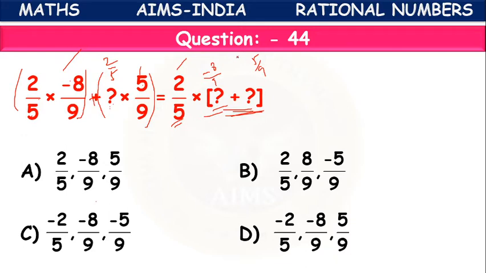So 3 rational numbers. Before distribution, 3 rational numbers are there. So those 3 numbers will be the answer. 2 by 5, minus 8 by 9, 5 by 9. So A option is the correct option.